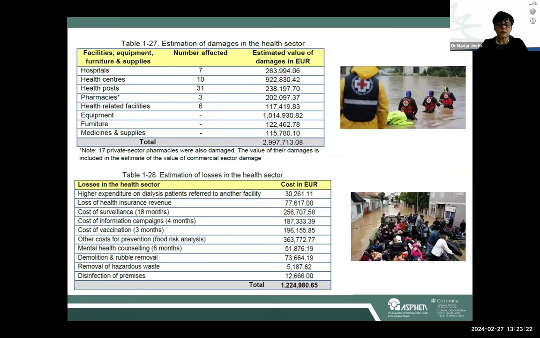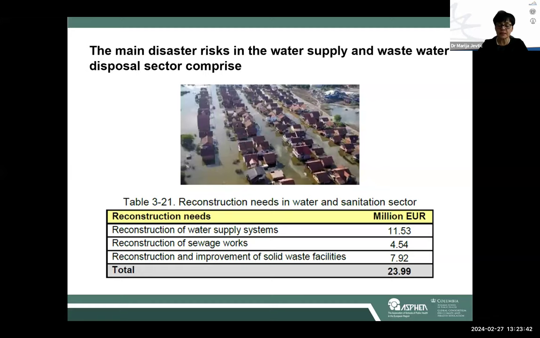A total of 74 health and health-related facilities were damaged in 16 municipalities. The value of the damages in the municipalities is more than 1.75 million euros. The main disaster risks in the water supply and wastewater disposal sector are linked to damages in infrastructure and interruption to supplies, negative impacts on water quality, such as additional treatment or imported drinking water being required, and of course, insufficient water due to drought and emergencies and supply problems.